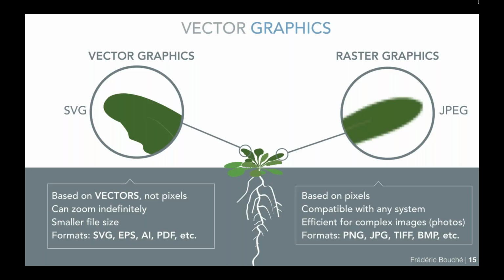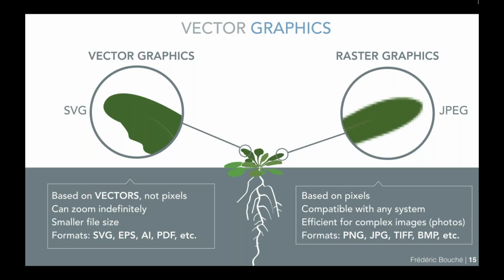Raster graphics, on the other hand, are based on pixels. They are compatible with any system, so you do not need to have a specific program to open them. And they are really efficient for complex images such as photos. The main formats, but there are a lot more, are PNG, JPEG, TIFF, BMP, you also have GIFs, etc., etc.